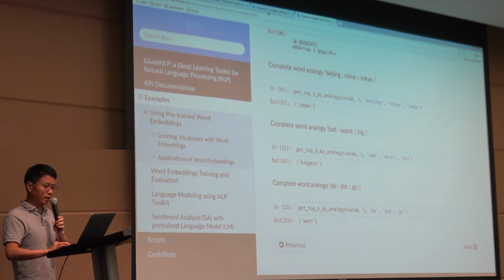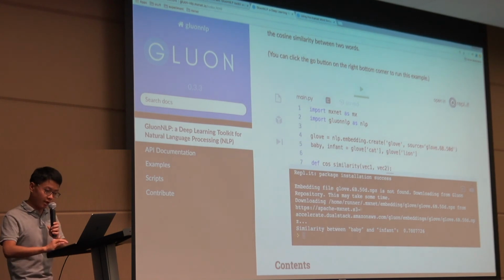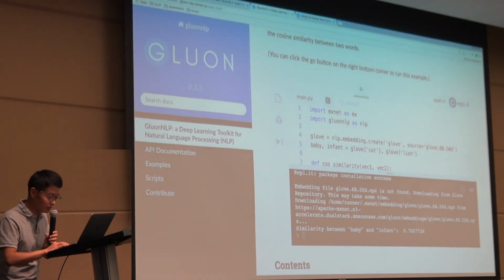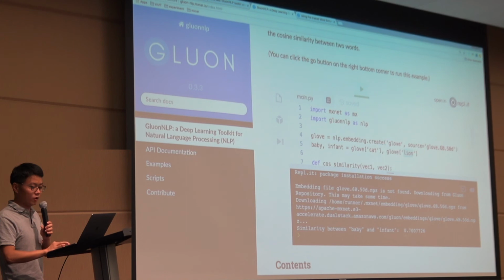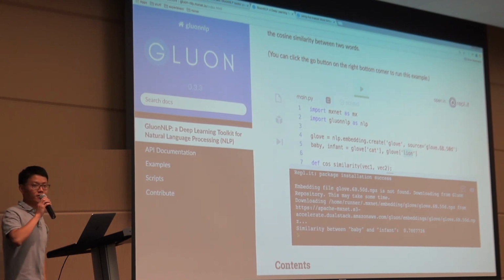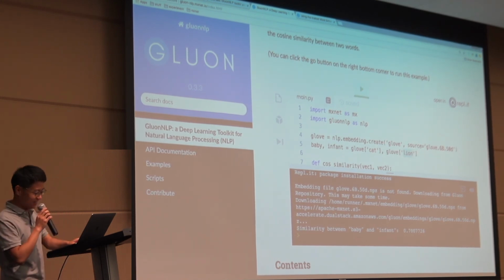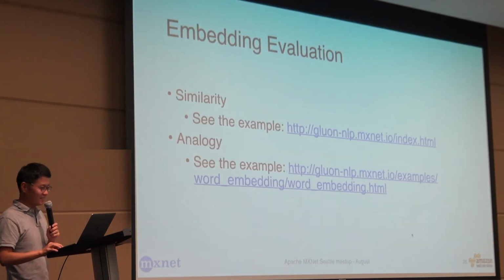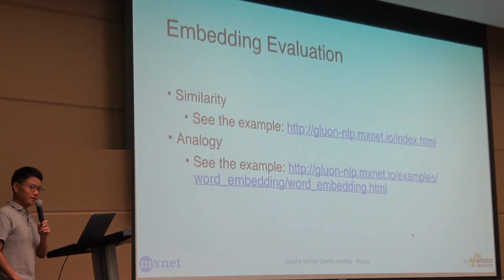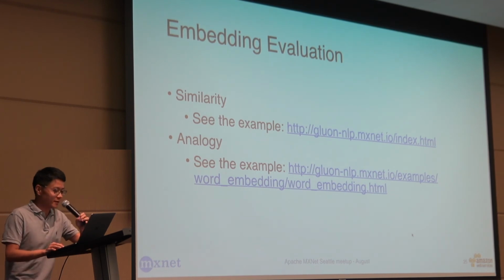So let's see what we got. Okay, because we changed the cat and the lion here, the similarity between cat and lion is all one side. Okay, that's good. Yeah, that's basically some interesting stuff you can do with embedding.